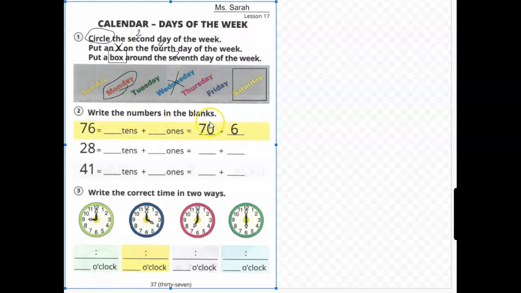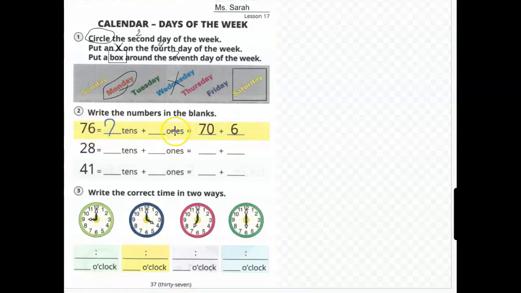Write the numbers in the blanks. Okay, so when we look at the number 76, we've talked about this is our ones column. So the first number to the right, this is our ones. This is how many ones we have. And then the number next to it is how many tens we have. Ones, tens, and if we had another number, it'd be hundreds. So it's asking us how many tens. Well, this is ones. This is tens. So we have 7 tens. How many ones? We have 6.